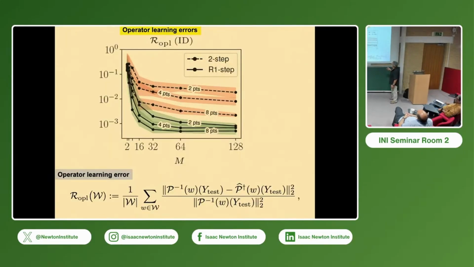These plots are showing the operator learning errors. The dashed lines correspond to the two-step method, and this dark line corresponds to what you get with the one-step method. This axis corresponds to the number of source solution pairs, and here you observe 2 points per source solution pair, 4, 8. So you see that you converge, right? To converge, you need m to go to infinity and n to go to infinity. So you get your convergence.